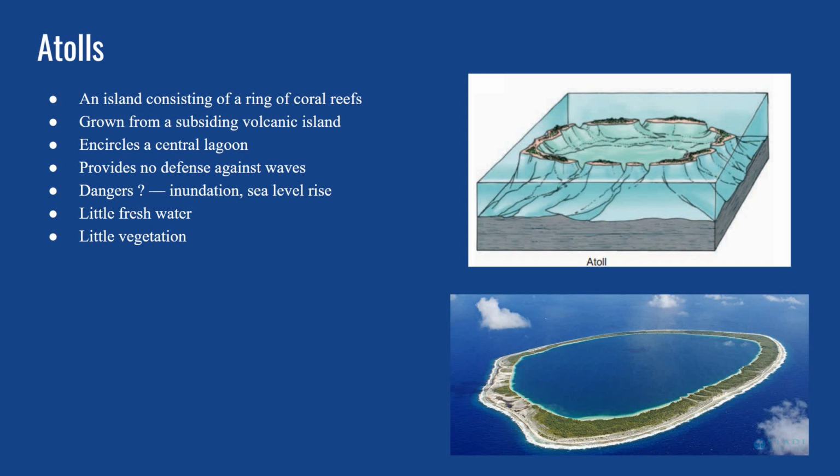These are very vulnerable due to climate change. They're not the strongest against wave action. Of course, the coral may have trouble keeping up with the pace of sea level rise in the future, especially in light of things like coral bleaching. They're vulnerable to storm events, and also they are generally hard to live on because they lack a lot of fresh water and vegetation.